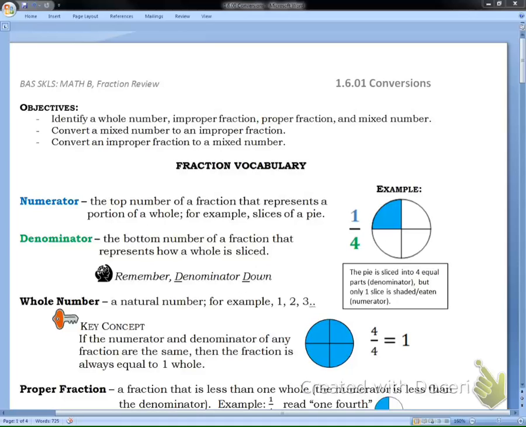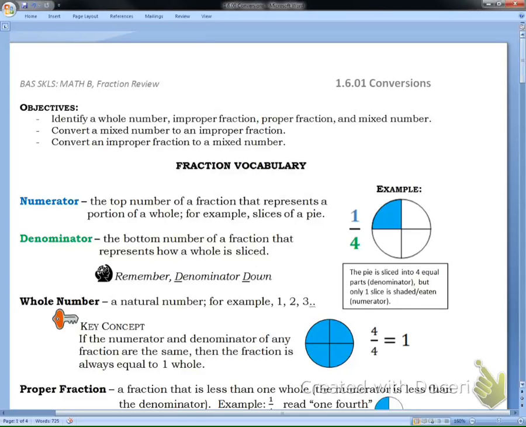So let's go over some of the fraction vocabulary. First, let's make sure we understand what a fraction is and the parts of a fraction. When you see a fraction, the top number is called the numerator. It represents a portion of some whole, kind of like a slice of a pie. The bottom number, or denominator, represents how many slices make up a whole.